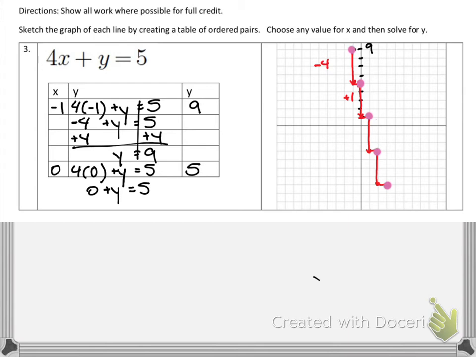So then, when I feel like I have enough points, all I have to do is connect them and draw a line over them. And a good habit to get into, and you'll see why as we move through these chapters, is to practice labeling the line. So I'm going to write the equation 4x plus y equals 5 on there.